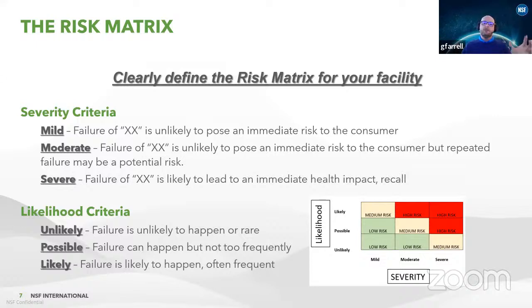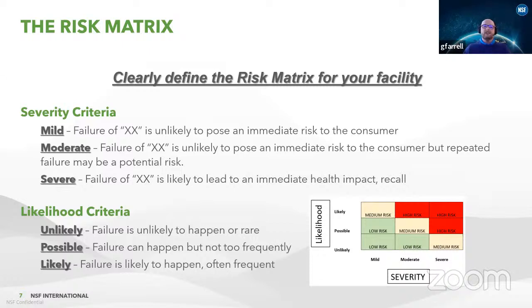Now, flipping it over and looking at the likelihood, what I've chosen is unlikely, possible, and likely. You can choose whatever you want. You can put whatever words you want for severity and likelihood, but you must clearly define it. Unlikely seems pretty straightforward: failure is unlikely to happen, or rare. Possible: failure can happen, but not too frequently. And likely: failure is likely to happen often, frequently.